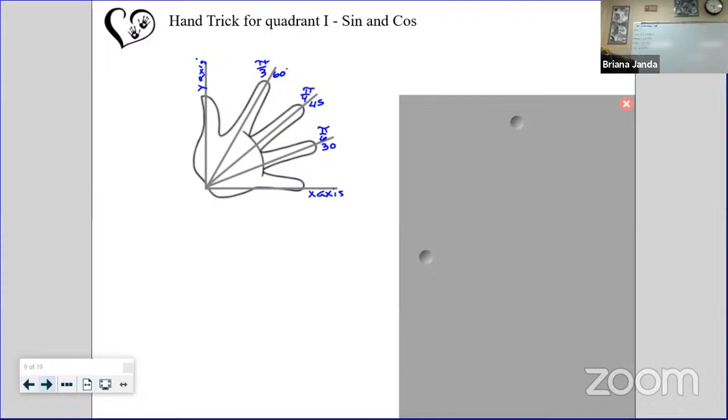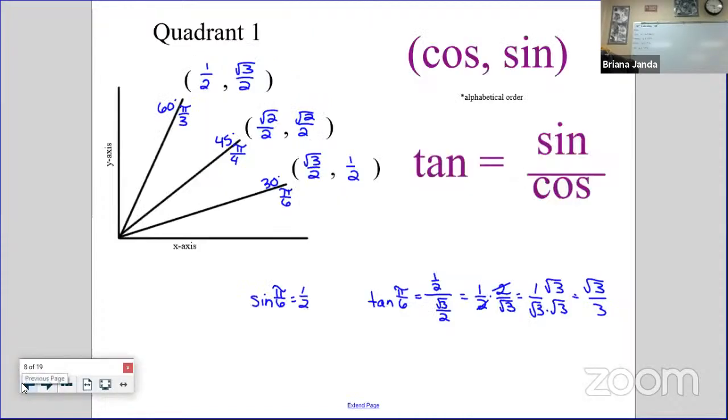And in your hand trick, instead of finding the picture of your ordered pair, my hand will create that. So what I do is I say, okay, what is the question? What is my reference angle here? Pi over 6. Okay, well, that's this finger. You pull back your reference finger, and it breaks your hand into top fingers and bottom fingers. You see that? I've got fingers above my reference finger and fingers below my reference finger.